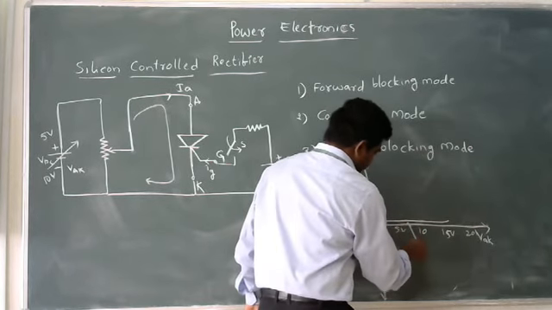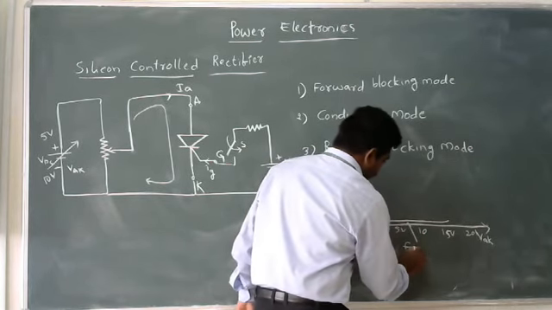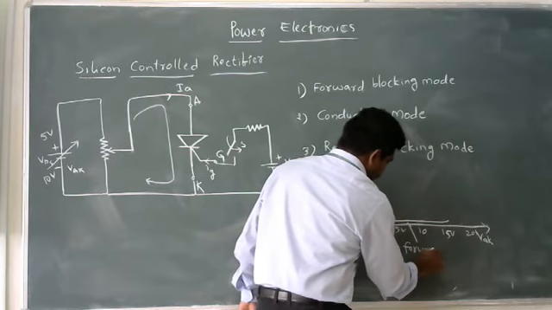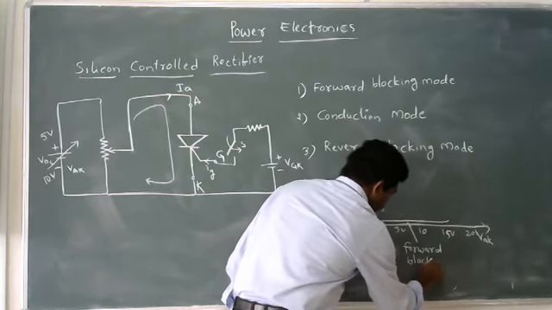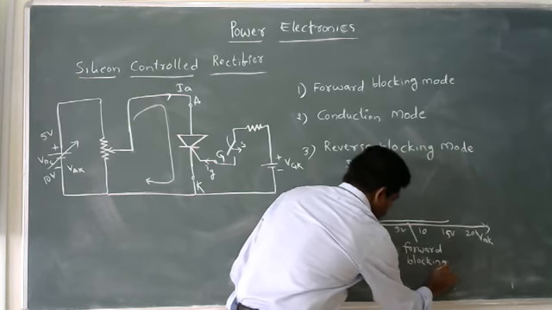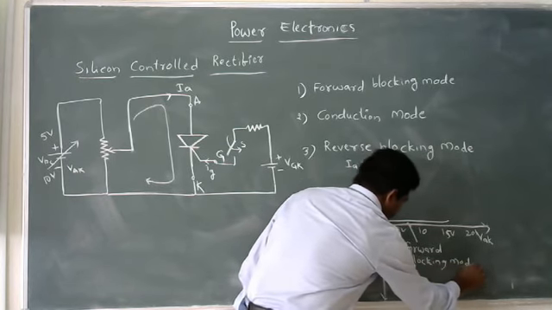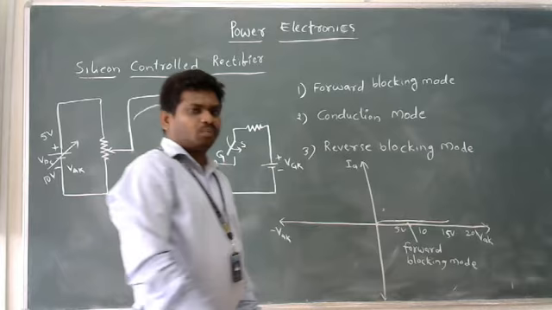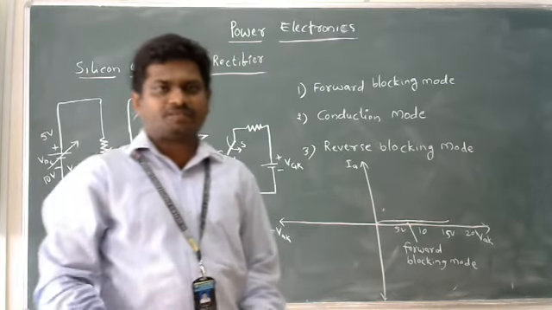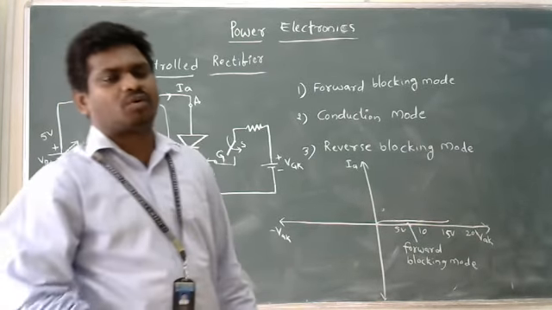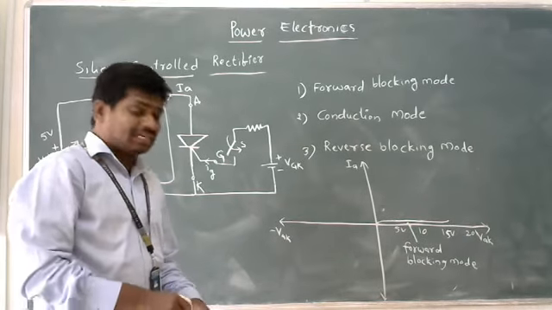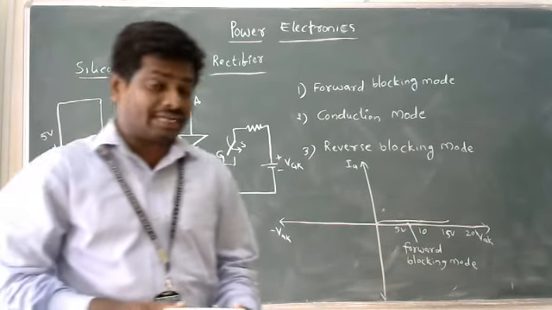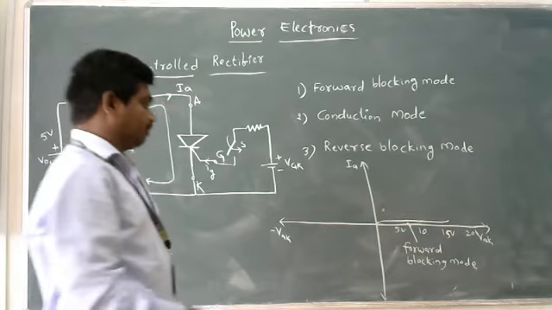This is forward blocking mode, and the current which is flowing in the device during this mode of operation is called leakage current. Basically, this leakage current is due to minority carriers in the device.